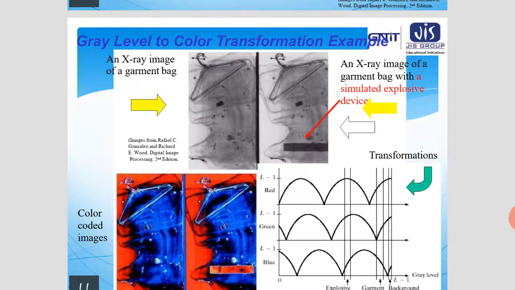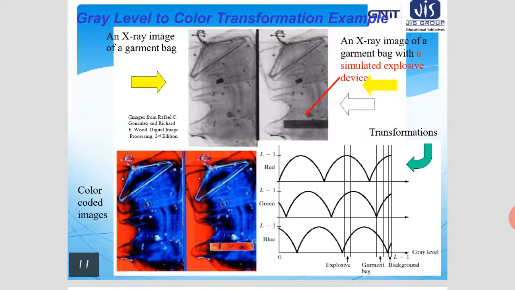If we take an example of this gray level to color transformation, we can see here an X-ray image of a garment bag has been taken. In the first we can see an X-ray image of the garment bag, and in the next image an X-ray image of a garment bag with a corresponding simulated explosive device has been given.